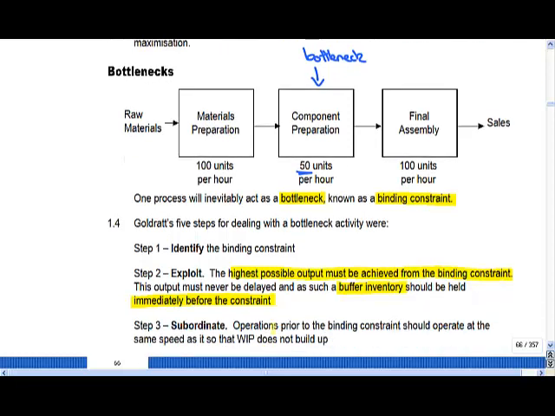What we then do is basically make everything else operate at the same speed, so that we're not building up any work in progress. Okay, so materials prep, what we would then do is say, right, you're no longer doing 100 units an hour, you're going to do 50 units an hour as well. If we let the work in progress build up, we've paid for the materials, they're then sitting there for ages before they get processed, and we're delaying us being able to get the money back from those eventual sales.